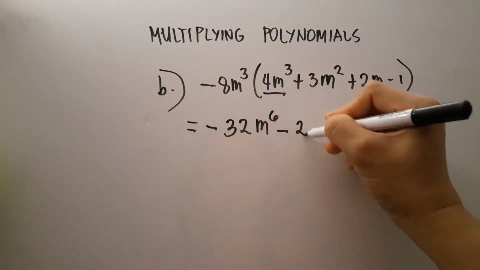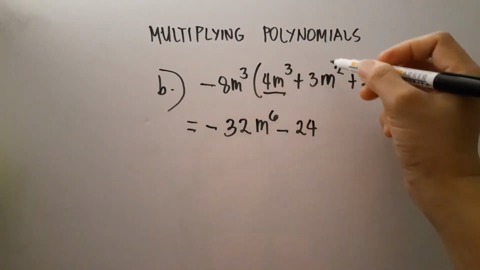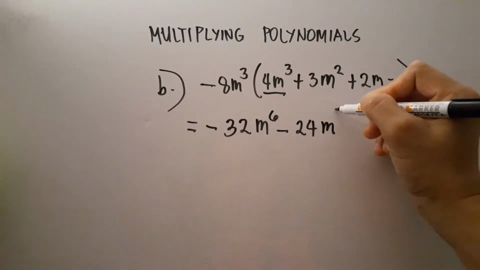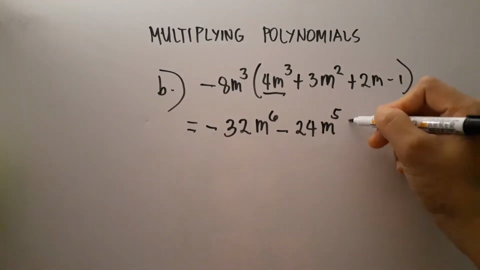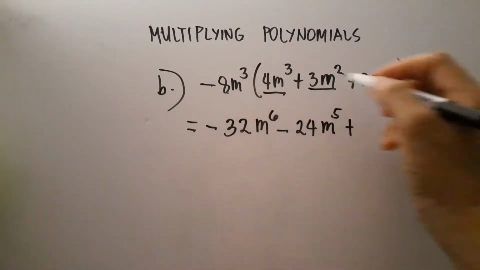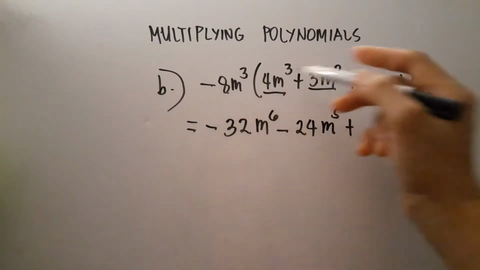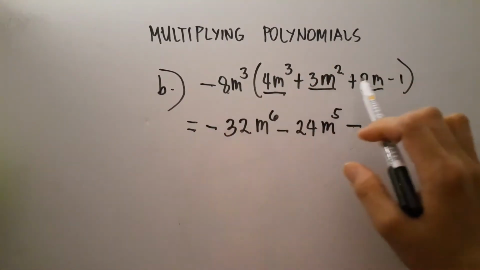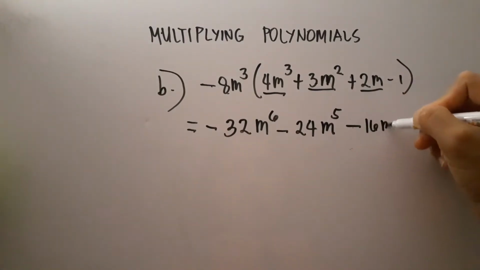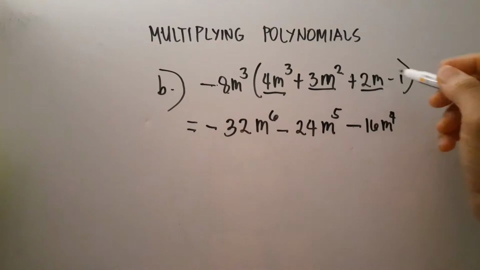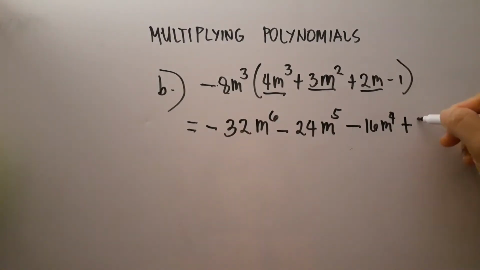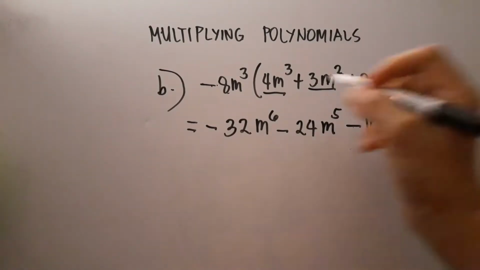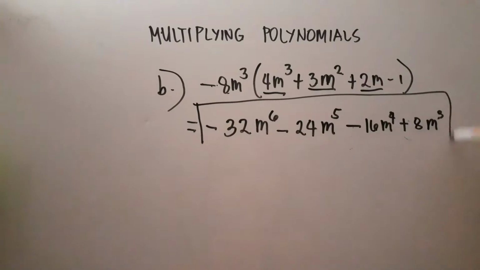Remember the rules of exponents, so we add the exponents. Then negative 8m cubed times positive 3m squared becomes negative 24m to the 5th, plus negative 8m cubed times 2m. Remember the exponent rules, which is negative 16m to the 4th. Negative 8m cubed times negative 1 becomes positive 8m cubed, and this is the answer.